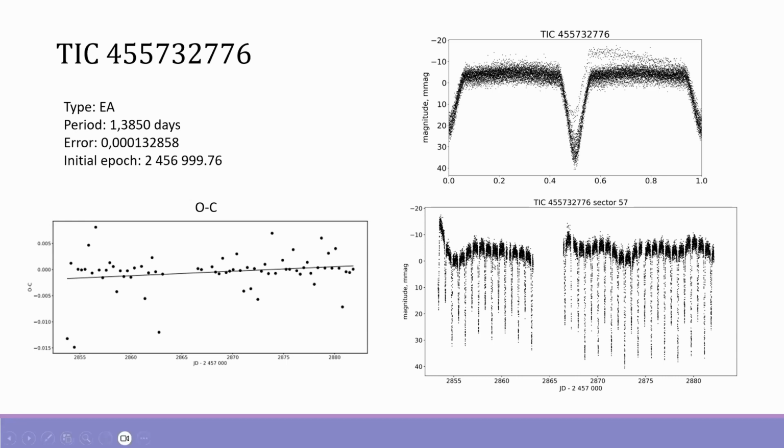But also, if we look at the general light curve, we'll see that sometimes these variations are repeating. So probably it could indicate some pulsations in the system as well.